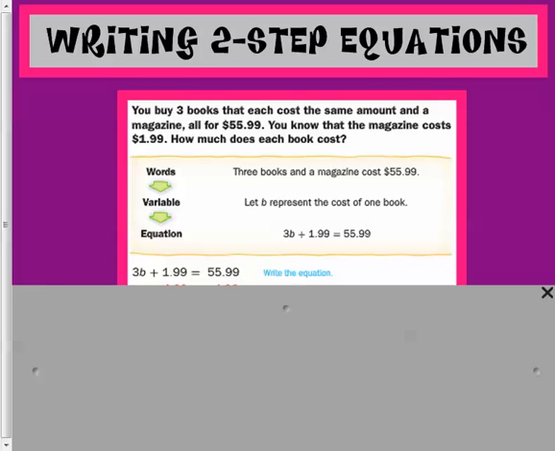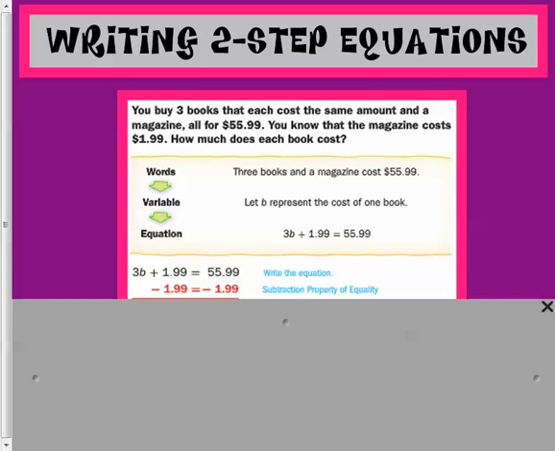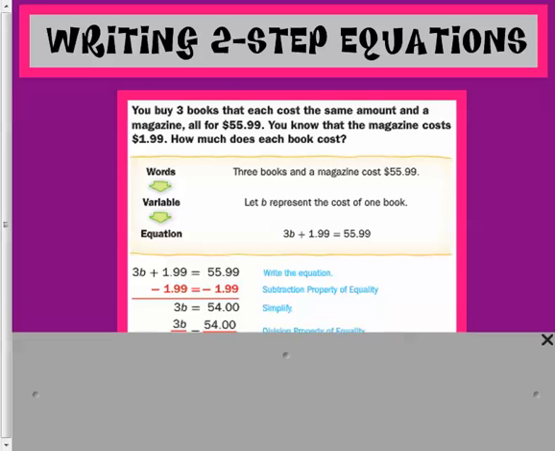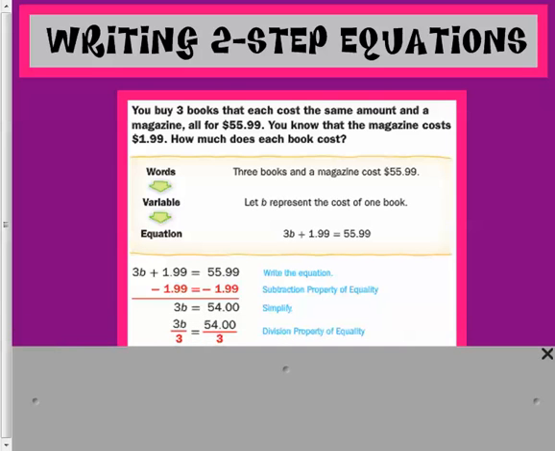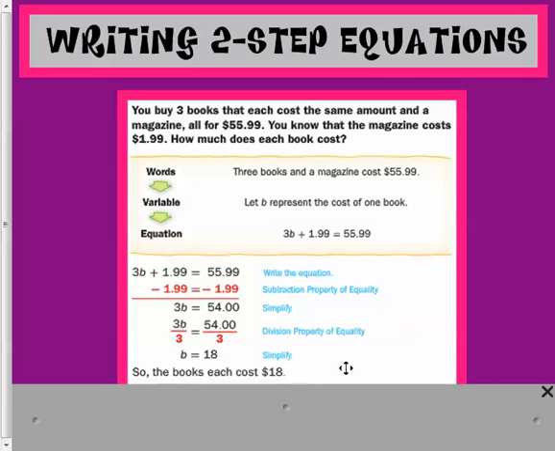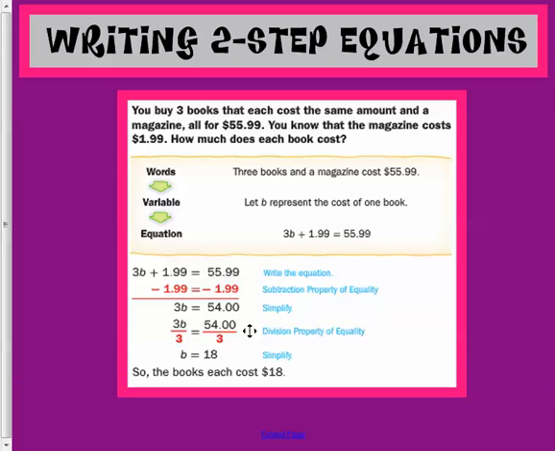So let's solve it. Take the magazine away, and we're left with 3 books equaling $54. That gives us division, which means we divide by 3, and we're left with each book equaling $18. So you could even check your work to make sure that together they equal $55.99. So we write the equation and then we solve it.